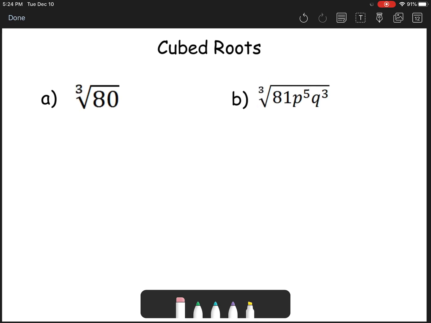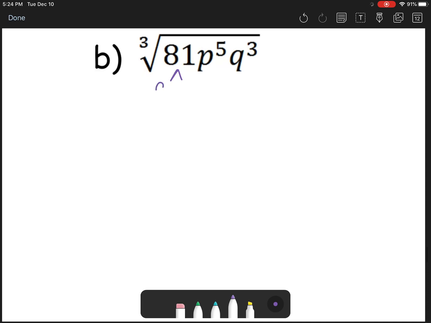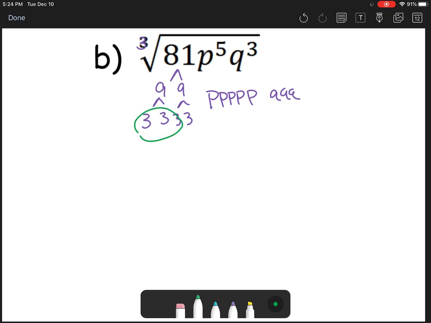So you can try A if you want, but we're just going to do letter B together. So we've got 81, we could write as 9 times 9. And then we'd have 3 times 3. P to the 5th, we could write out 5 p's. And q to the 3rd, we'd write out 3 q's. Well, since it's to the 3rd index, we're looking for groups of 3. So here's a group of 3, here's a group of 3, and here's a group of 3.